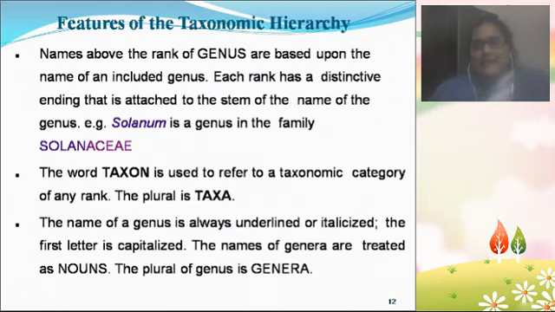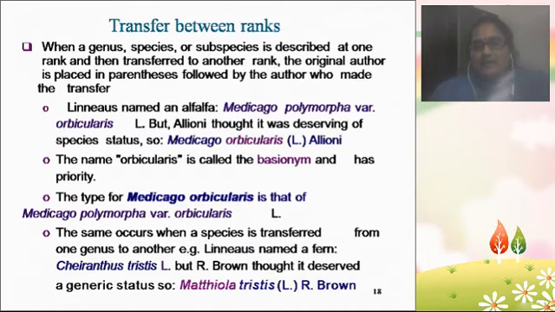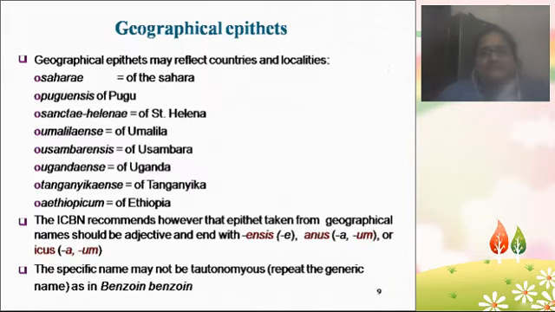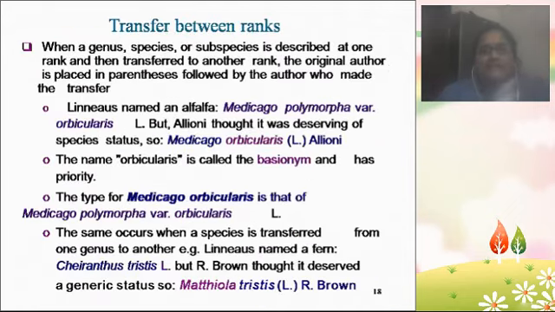Coming to the rank names, transfer between the ranks means, suppose one particular scientist discovered one plant and kept it at one rank. Here, when a genus, species or subspecies is described at one rank and then transferred into another rank, the original author is placed in parenthesis, followed by the author who made the transfer.